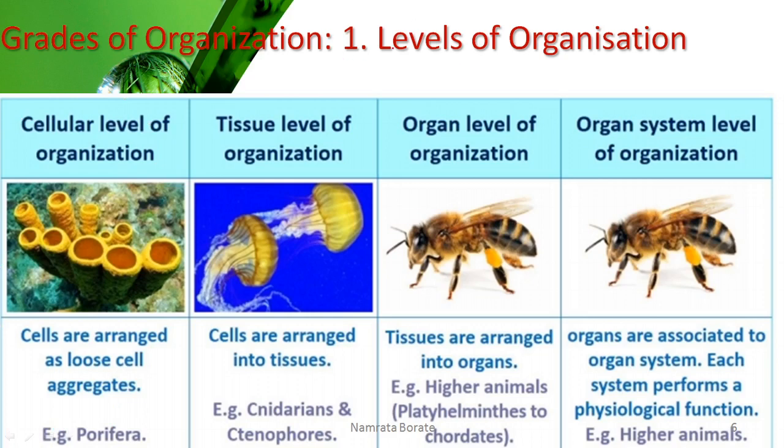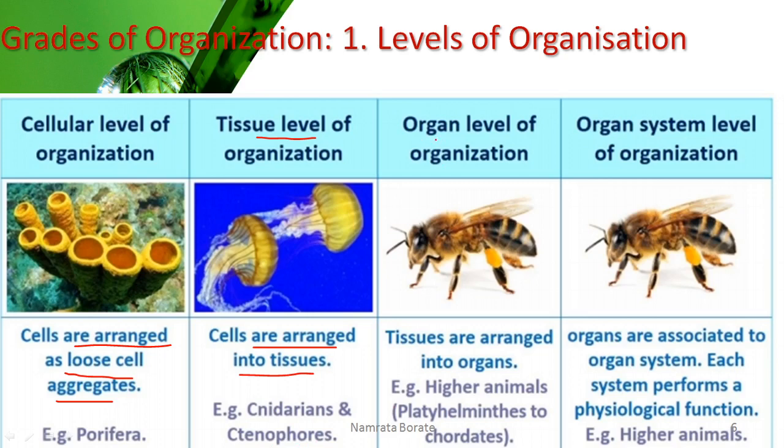As the grades of organization, we see in details. The first one is a cellular level of organization, means the cells are arranged as loose cell aggregates. Means these organisms consist of only cells. It is observed in case of the porifera. The second one, it's a tissue level organization, means the cells are arranged into tissues. Means these organisms consist of the tissues. It is observed in case of the cnidaria as well as it is observed in case of the ctenophores.